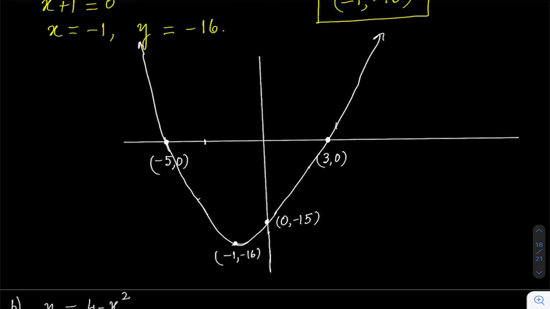And you have to mention all the points. Wherever it intersects the x-axis, that is the x-intercept. Wherever it is intersecting the y-axis, that is the y-intercept. And you have to mention this turning point. Then we say a graph is complete.